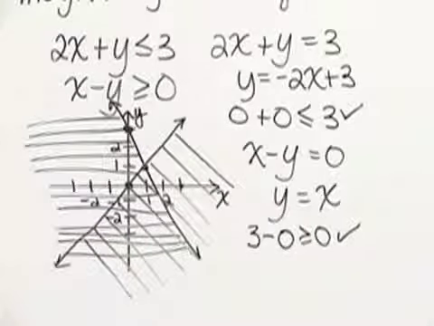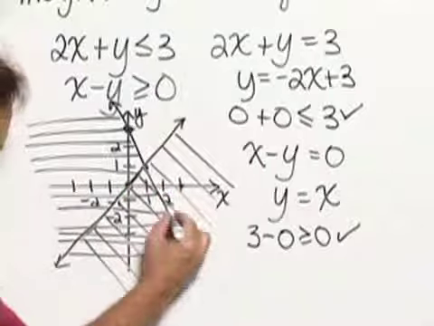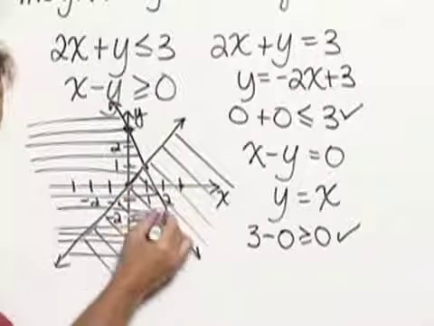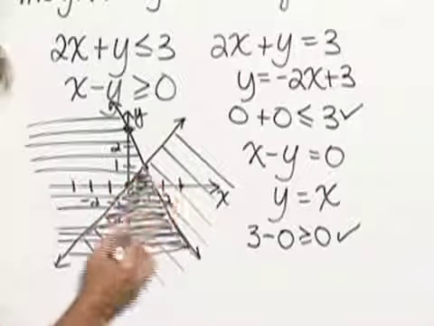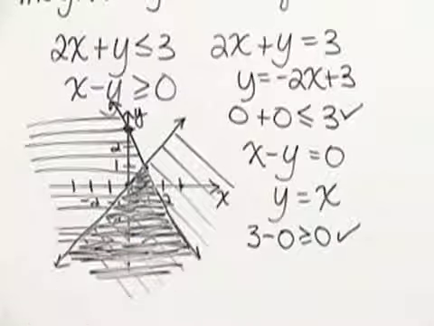Now what I see is that my solution is the intersection of these two graphs, which is the overlap. So my boundary lines are these two, and I shade inside, and that's my solution to that system of inequalities.